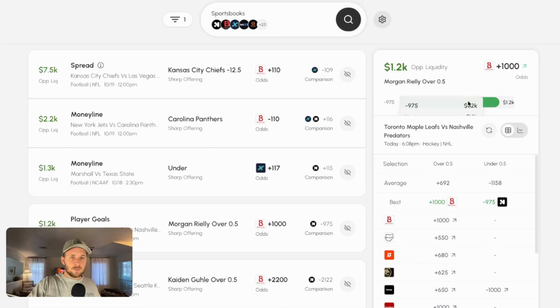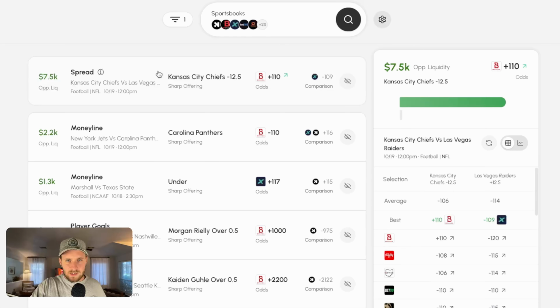It's incredible. And another good one, if you wanted to take a look here, is the Kansas City Chiefs minus 12.5. Why is that so good? Well, currently there's $7.5 thousand in liquidity for the Chiefs to be winning, right? So you want to follow that. Someone has bet the equivalent of $7.5 thousand for the Chiefs to win at minus 12.5.